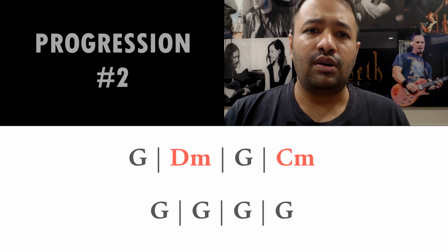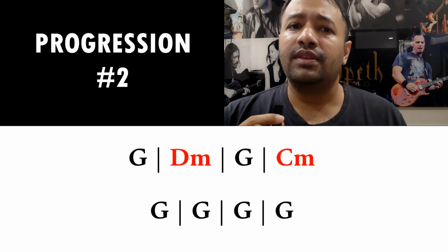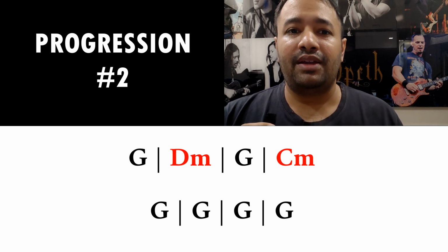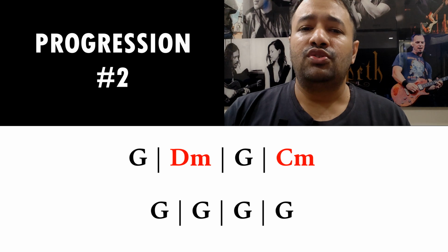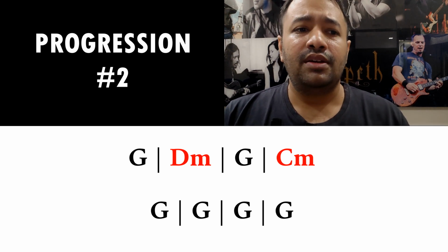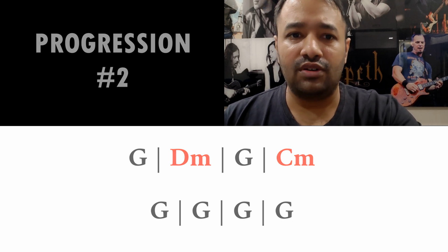Now coming to my favorite part of this song, which is the progression number 2, where we have G going to D minor, and then we have G going to C minor, and then we stay on the G. So here we have two outside chords, D minor and C minor. So in order to understand the analysis, let us look at the notes of these two chords first.